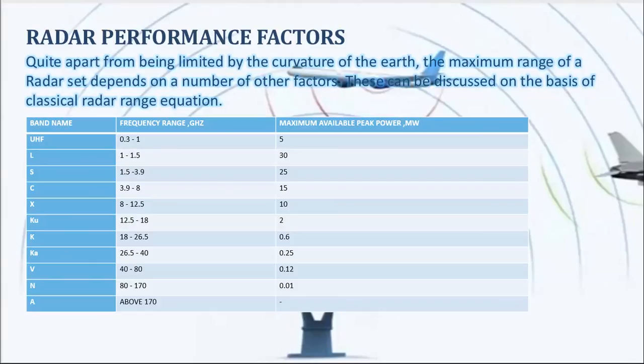The next topic is radar performance factors. On what factors radar works, that is described on the basis of radar range equation. Later I will discuss that equation. Here some band names are given, UHF, L, S, like this, and their frequencies are given, and on the basis of radar range equation we are finding maximum available peak power, or we can say maximum peak power available in a tube. Suppose for UHF band, it's having 5 megawatt maximum available power.